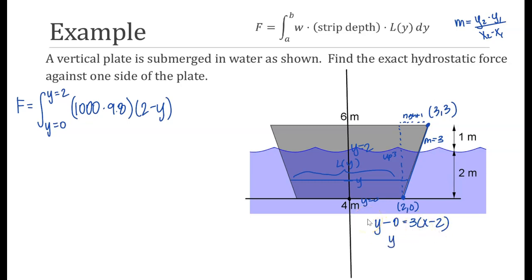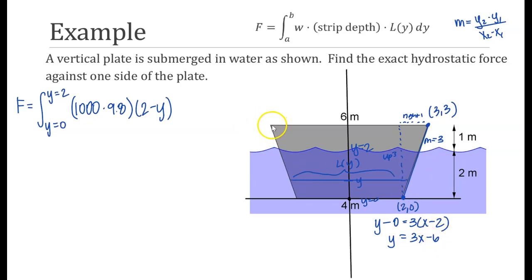So this is y equals 3x minus 6. So that's the equation of the right side of this trapezoid, right? So the right side of this trapezoid is y equals 3x minus 6. Well, here's something that's kind of nice.